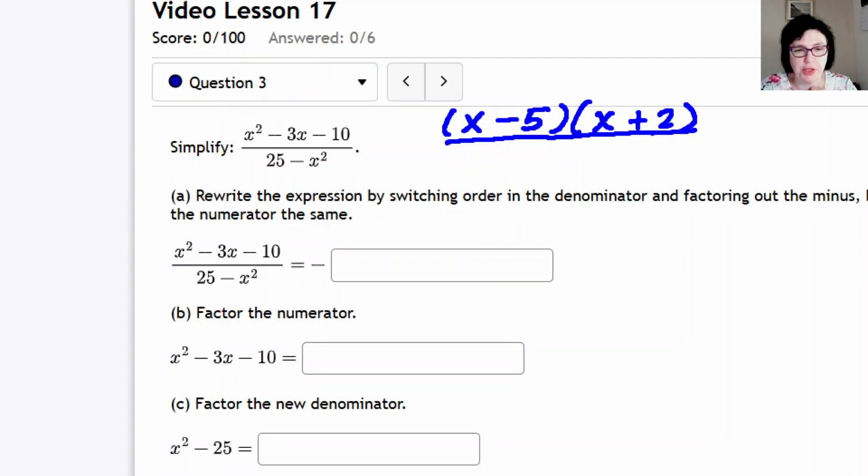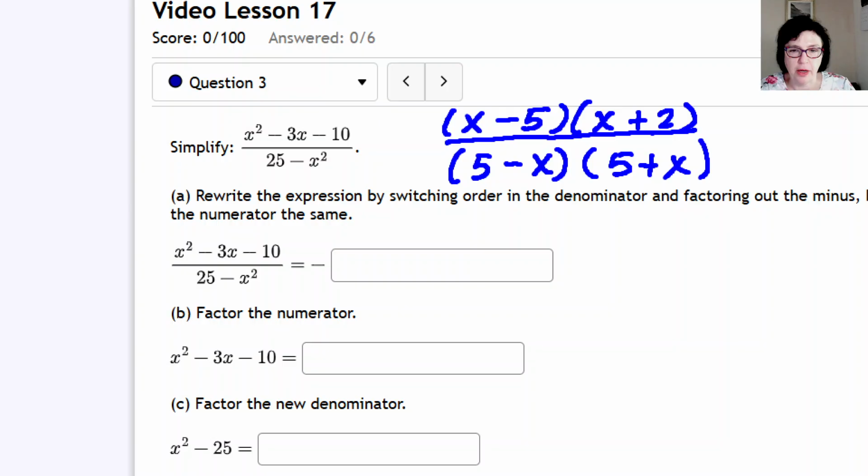So it's like 5 squared minus x squared. So it's a minus b, a plus b. So we've got 5 minus x, and then we have 5 plus x. And here we see a problem. As you can see on the top, we got x minus 5. On the bottom, we have 5 minus x. So the order is different.